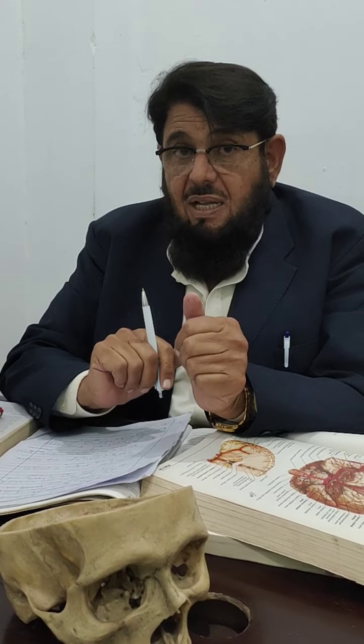Okay, this is the general description of the blood supply of the nervous tissue. Now we will discuss the blood supply of the individual parts of the brain in the next lecture.